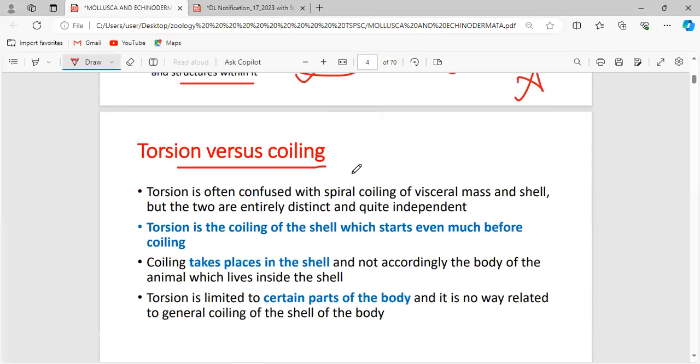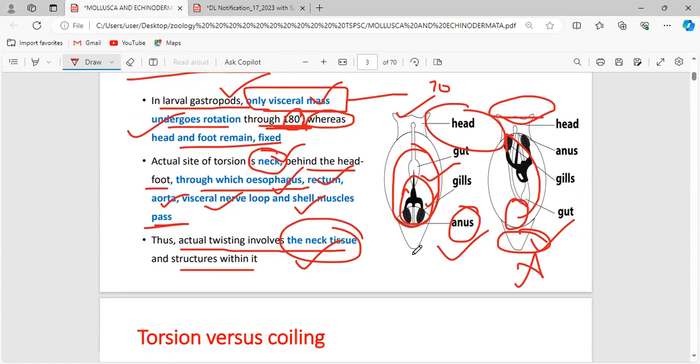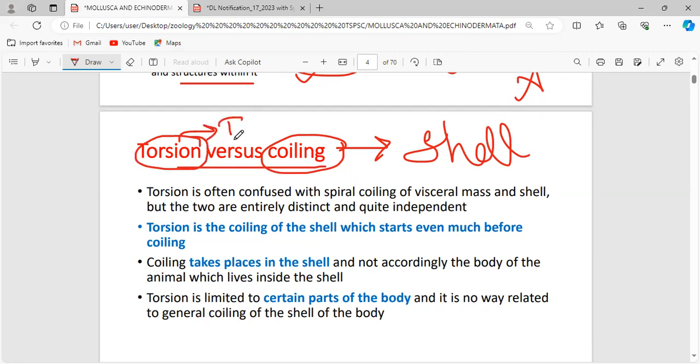Now, torsion versus coiling. There will be a difference between torsion and coiling. Of course, torsion is shifting position from posterior to anterior. Coiling is the process which takes place in the shell region, and torsion does not take place in the shell region. It takes place in the organs which are present inside the shell.